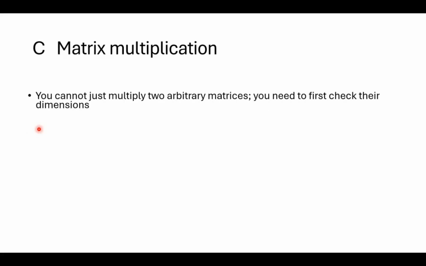I just said that the identity matrix will not change a matrix once you multiply by it. But actually, what do I mean by matrix multiplication really? How do you multiply two matrices? Well, the matrix multiplication algorithm is very different to our normal number system. The main difference is you cannot just multiply two arbitrary matrices together. You need to first check the dimensions.